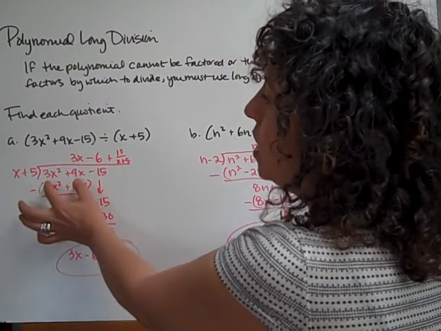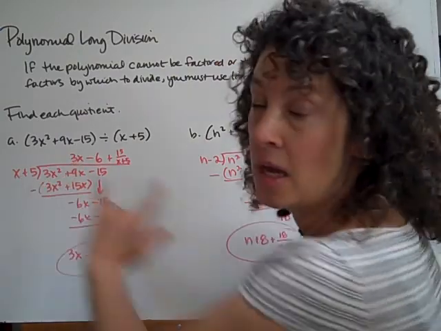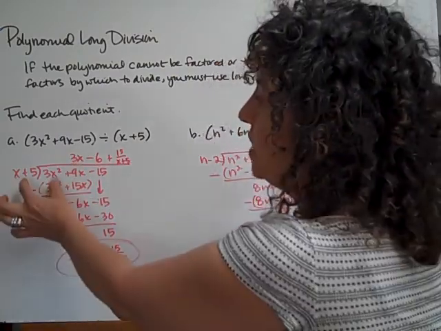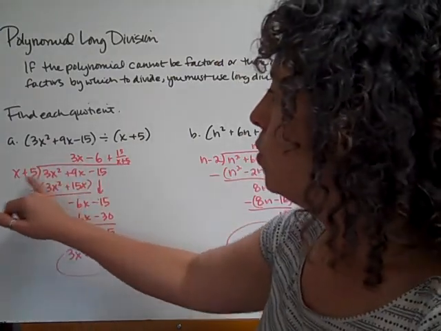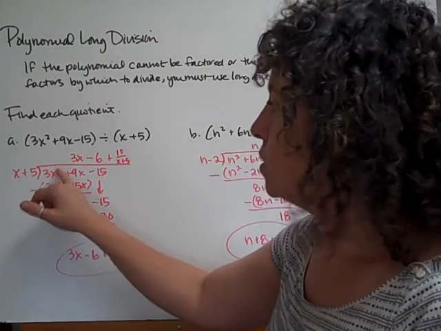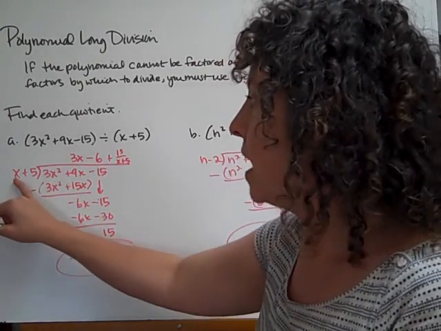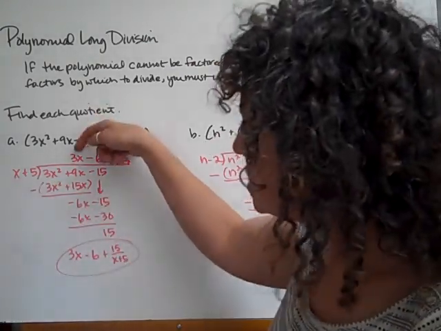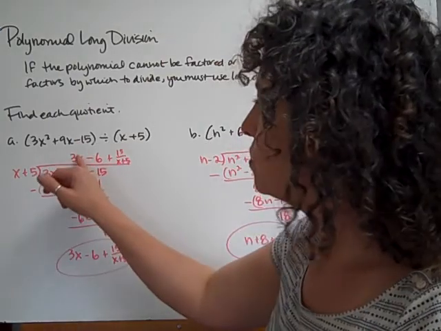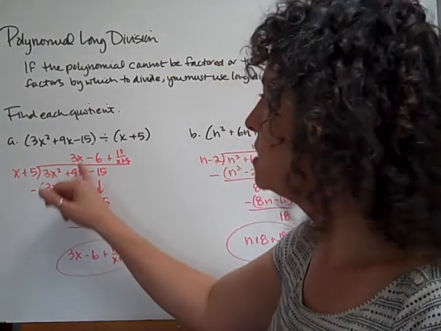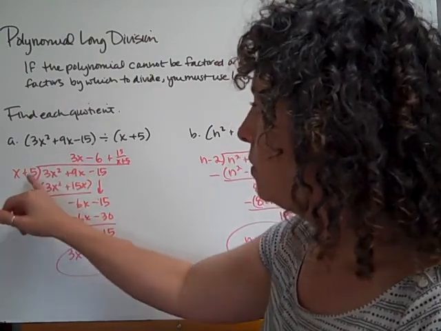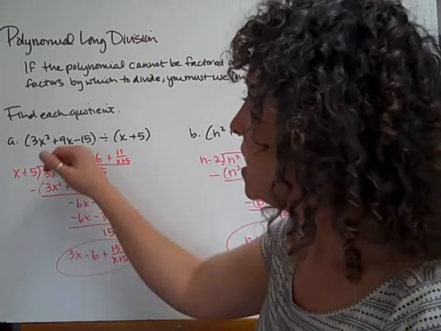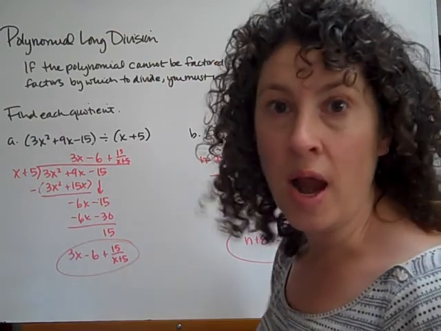Now, what I want to pay attention to is just the beginning of the terms there. So I'm going to pay attention to my x and my 3x squared. So what times x is 3x squared? So basically 3x squared divided by x is 3x. So this is going to be the first term of my quotient. So I'm going to put 3x up here above the 9x. 3x times x is 3x squared. 3x times 5 gives me positive 15x. And I'm going to subtract. So notice I'm going to subtract here.